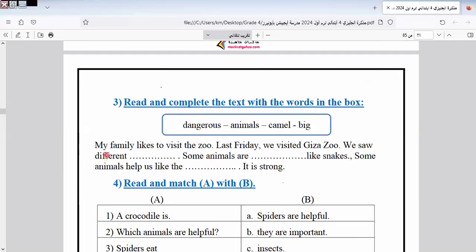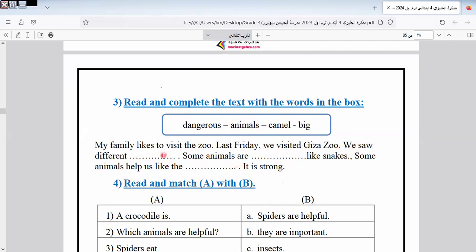Here we have, my family likes to visit the zoo. Last week. So here in this text, we have used "last." When we use the verb in the past form or past tense, the sentence must be related to this tense. When I talk about something in the past, the verb must come in the past form like this. My family likes to visit the zoo. Last Friday, we visited Giza Zoo. We saw what? We saw different animals.